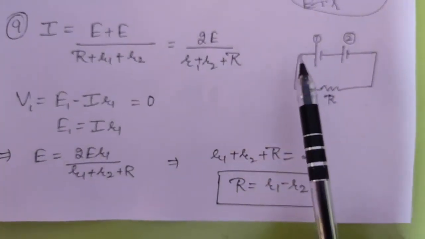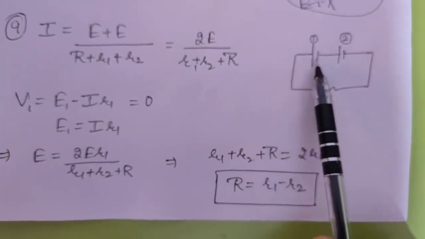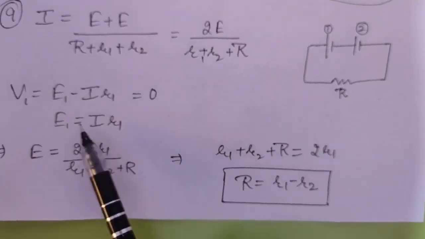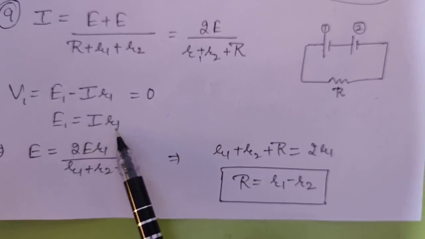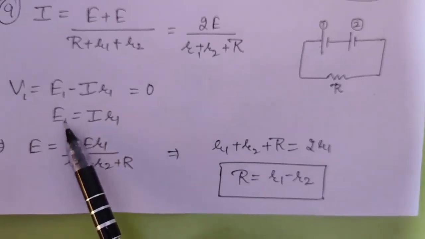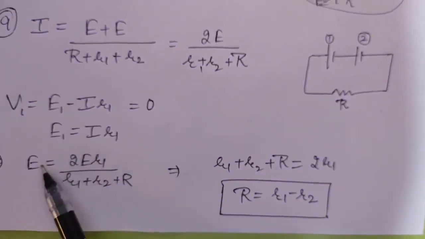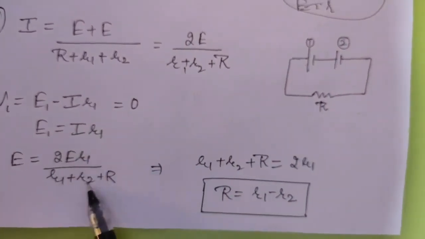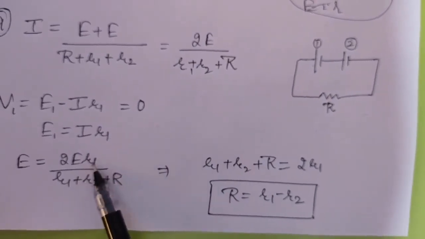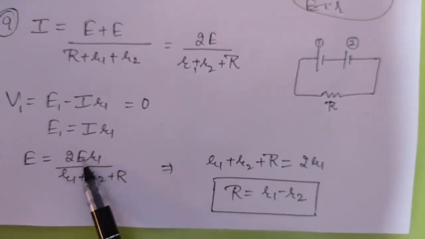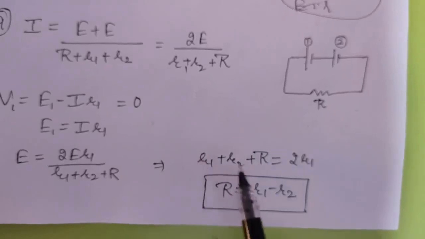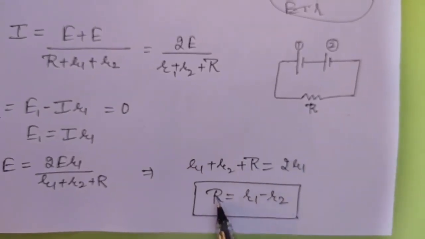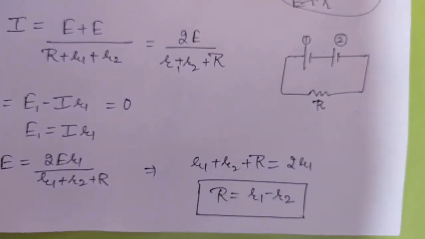Now we want its potential to be 0. As you know, V1 is nothing but E1 minus IR1. So this should be 0, or you can say E1 should be equal to IR1. As you know, E1 is nothing but E. So therefore E should be equal to, putting the value of I from this, 2E upon R1 plus R2 plus R, into R1. So E will cancel out. From here you will get R1 plus R2 plus R equals 2R1. Just solve it, you will get the value of capital R to be R1 minus R2.